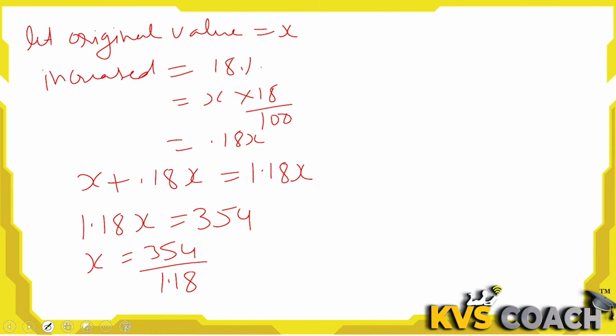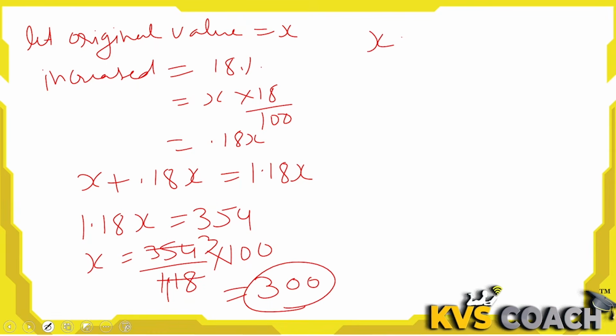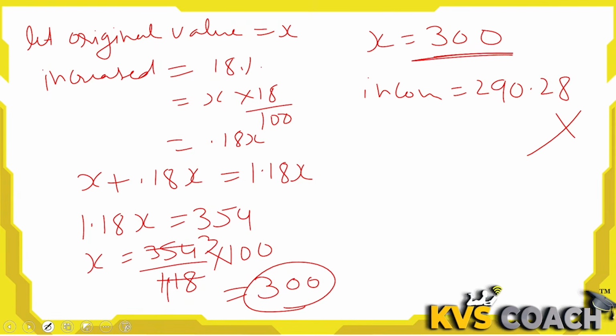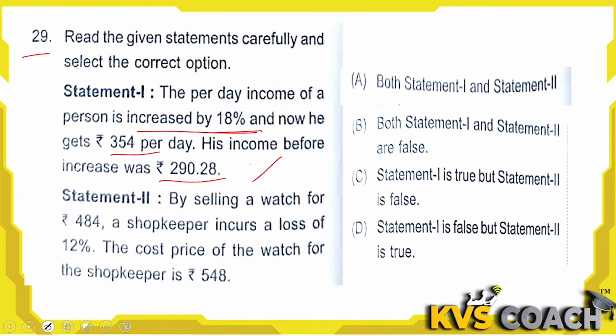Okay, into 100. Now 118 3s are 354. So the value of x is 3 into 100 is 300. So value of x कितनी आई? That is 300. But they are saying that income was कितनी बता रहे थे वो? That is 290.28. So it means wrong statement because the x is 300 not 290.28. So this is wrong statement.